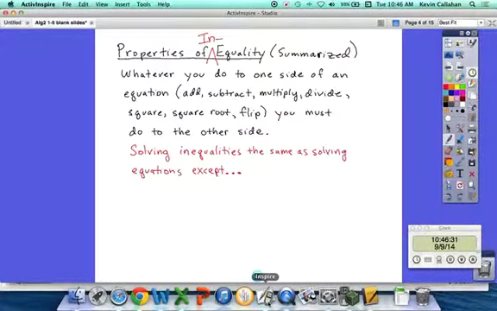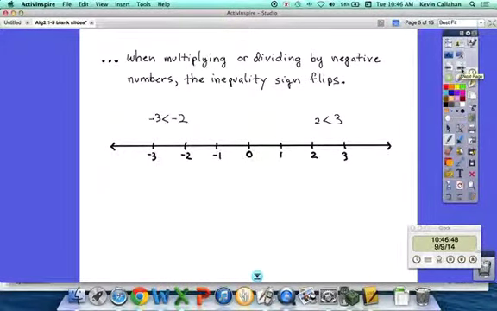Okay, does everybody get it? Do you remember what's the one difference when you're solving an inequality? Something to do with, remember when you multiply or divide by a negative, you have to flip the inequality sign. That's different.